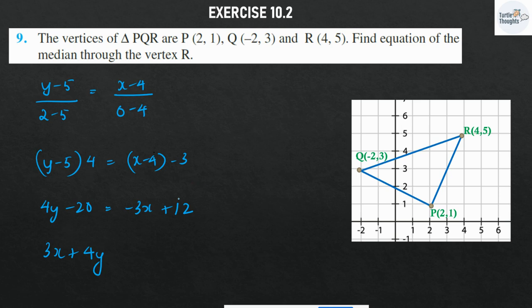Okay, this is 12. Okay, this is plus 20, I guess. So this is y plus, because minus of minus, it is plus. So this is also going to be plus. So 20 minus 12, it is going to be plus 8, which is going to be equal to 0. So the final answer is going to be 3x plus 4y plus 8 is equal to 0. So this is going to be your answer.